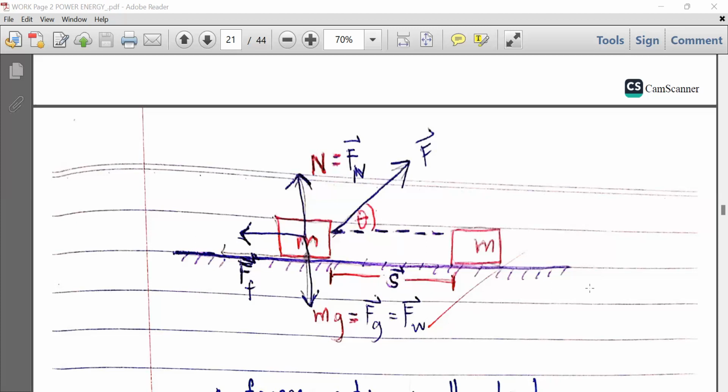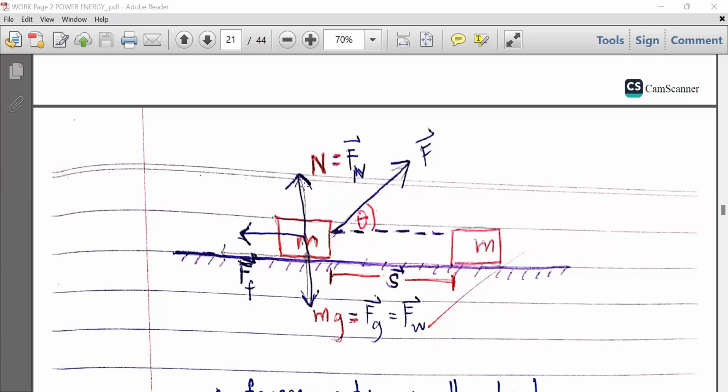Okay, so let's say this object is being pulled at an angle theta. That is force 1. The first force is F. The second one here is called the normal force, or F sub N. So what is a normal force? The normal force here, as you can see, is upwards.